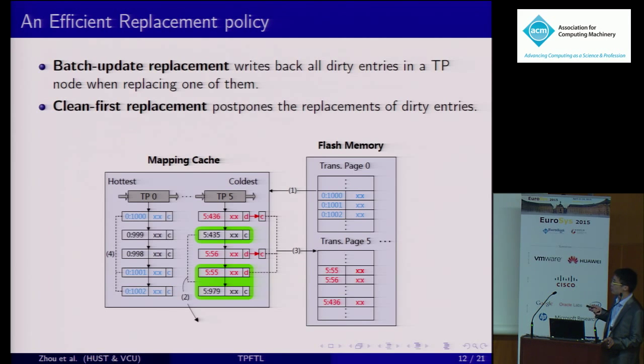Batch update replacement writes back all the dirty entries in a TP node when replacing one of the dirty entries in the TP node. So TPFTL writes back all the 3 dirty entries marked in red in TP5, evicts one of them and writes back the 3 dirty entries to flash memory. Further, in order not to sacrifice the cache hit ratio, only the victim dirty entry is evicted, and the other 2 dirty entries remain in the cache and become clean. This replacement will not increase the replacement overhead, but reduces the number of cached dirty entries in a batch.